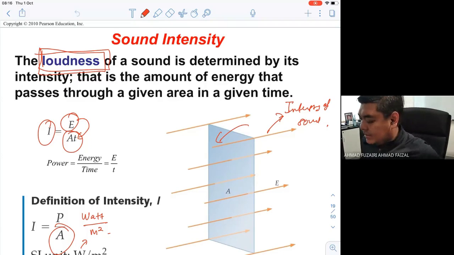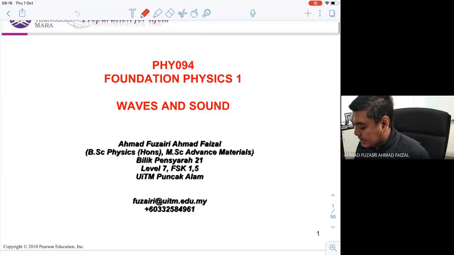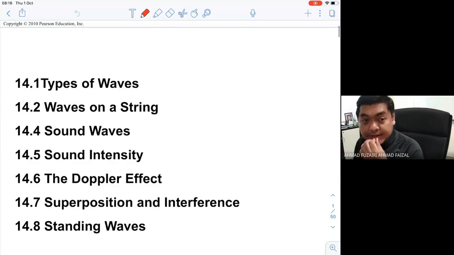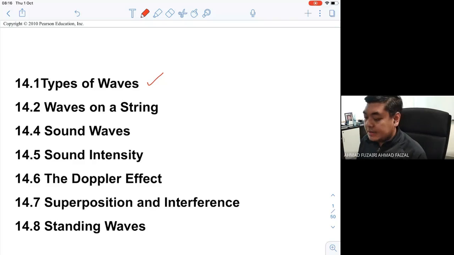Last time we already covered some topics. Let me do a recap on what we have learned. This is the topic of wave and sound, chapter 14. In this topic, we will learn about types of wave, which consist of the longitudinal wave and the transverse wave.